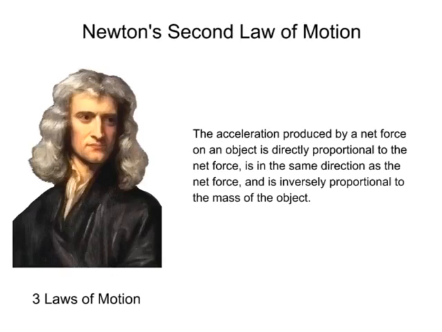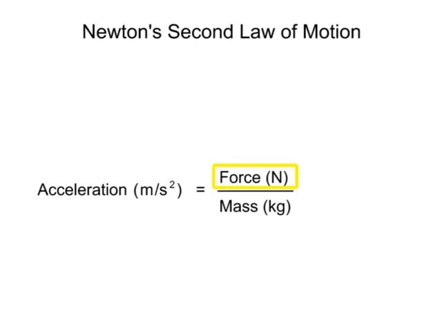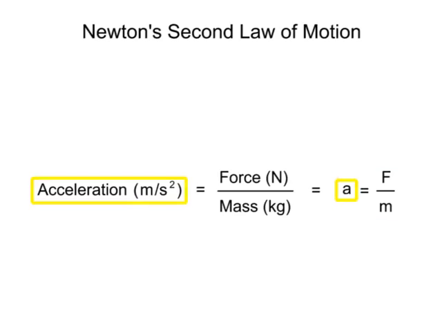Mathematically stated, a moving object's acceleration equals the net force acting upon the object divided by the mass of the object, or a = F/m, where acceleration is measured in meters per second squared, force is measured in newtons, and mass is measured in kilograms.